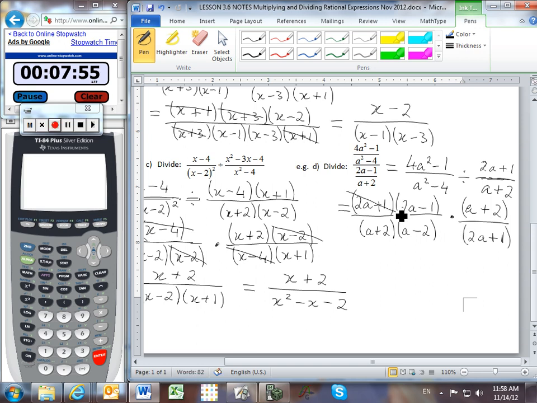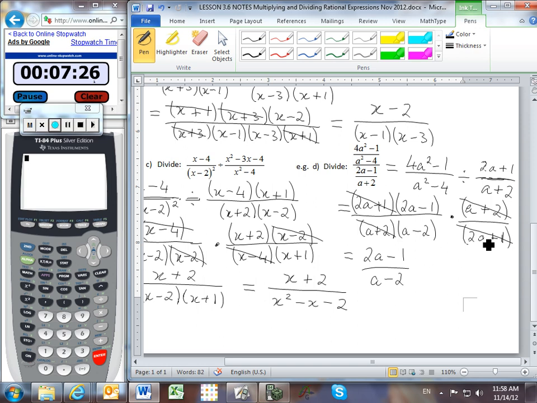A factor of 2a plus 1 cancels with a factor of 2a plus 1 on the bottom, and a factor of a plus 2 cancels with a factor of a plus 2. And I'm left then with 2a minus 1 over a minus 2. So you'll notice that I couldn't cancel factors when they were on opposite sides of the fraction, and if it was a division. As soon as it's a multiplication, now I can cancel on the top and the bottom without actually combining them into a single rational expression if I wish.